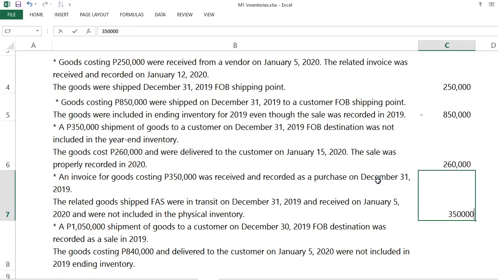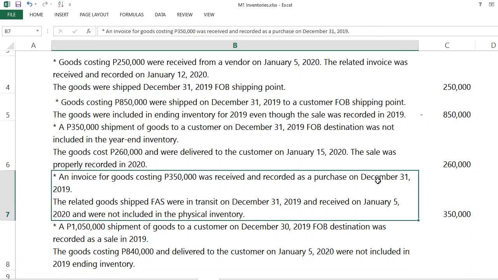It's 350. Next, again ha, free alongside, kutob lang sa wharf or sa dock. D-O-C-K, sa doc, si seller. After that, si buyer na bahala. So, majority of the trip, okay, ang travel, ang journey sa shipment, si buyer bahala. So, that's buyer's inventory. Sabi niya, we're not included, kaya i-add.